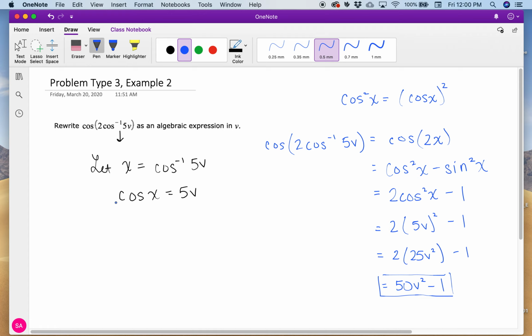So we have cosine of x is equal to 5v here. Remember, that's technically 5v over 1. And cosine is equal to x over r. So we have our x value, we have our r value. X is equal to 5v. Y, we don't know what that is. We're going to figure that out. And then r is equal to 1. So let's plug this stuff into our formula. 5v squared plus y squared is what we're going to be looking for. And that equals 1. We get 25v squared plus y squared equals 1.